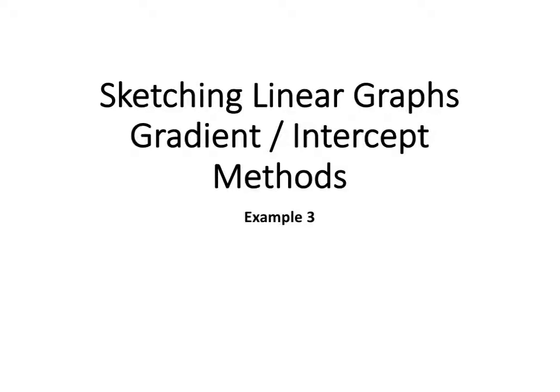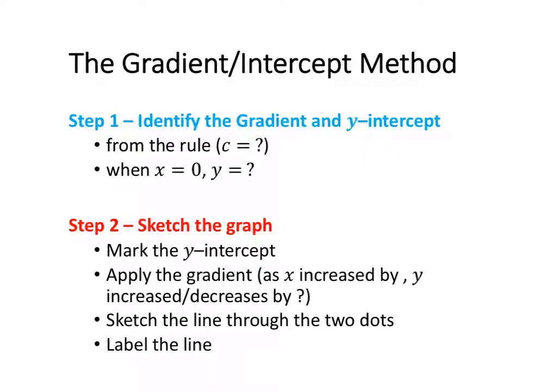In this video, we're going to have a look at how we sketch a linear line onto a Cartesian plane using the gradient intercepts method. To use the gradient intercepts method, the first step is to identify the gradient and the y-intercept. This can be done from the rule, where I determine c is equal to a value and m is equal to a value. Or if I need to, I can find the y-intercept by determining when x is equal to 0, what does y equal?